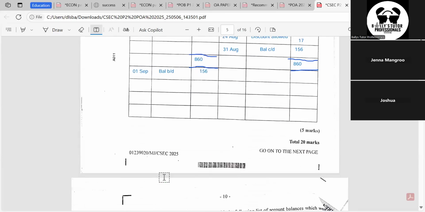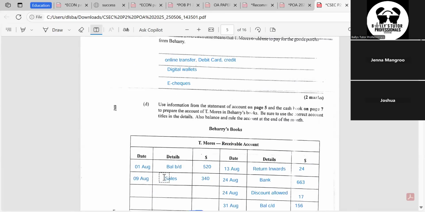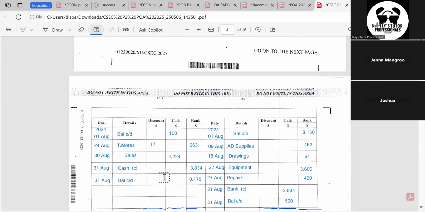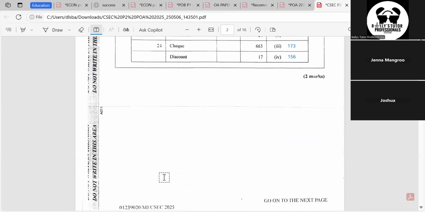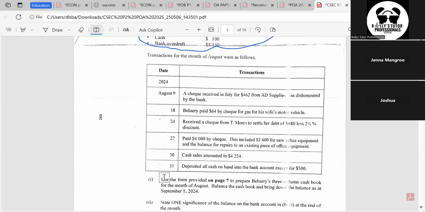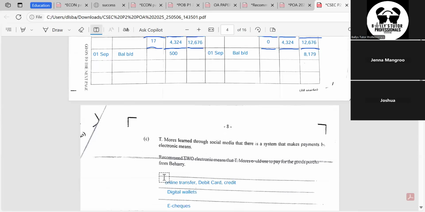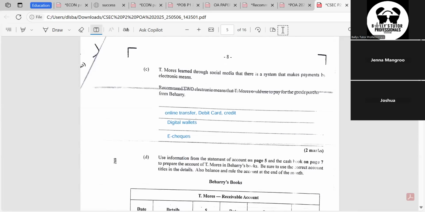And that is 5 marks to make up the 20. It wasn't too bad, right? Pretty sure you could get the 4 marks on this one.